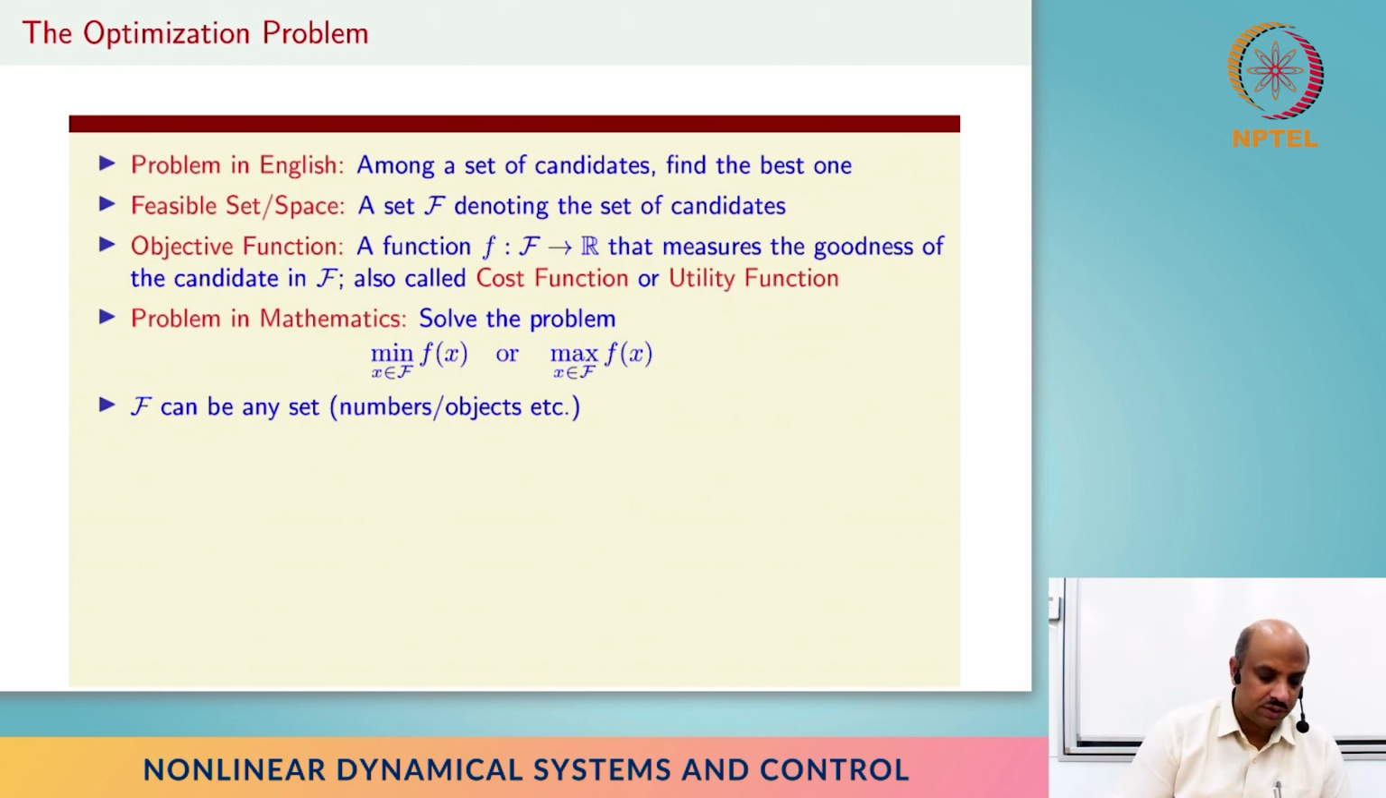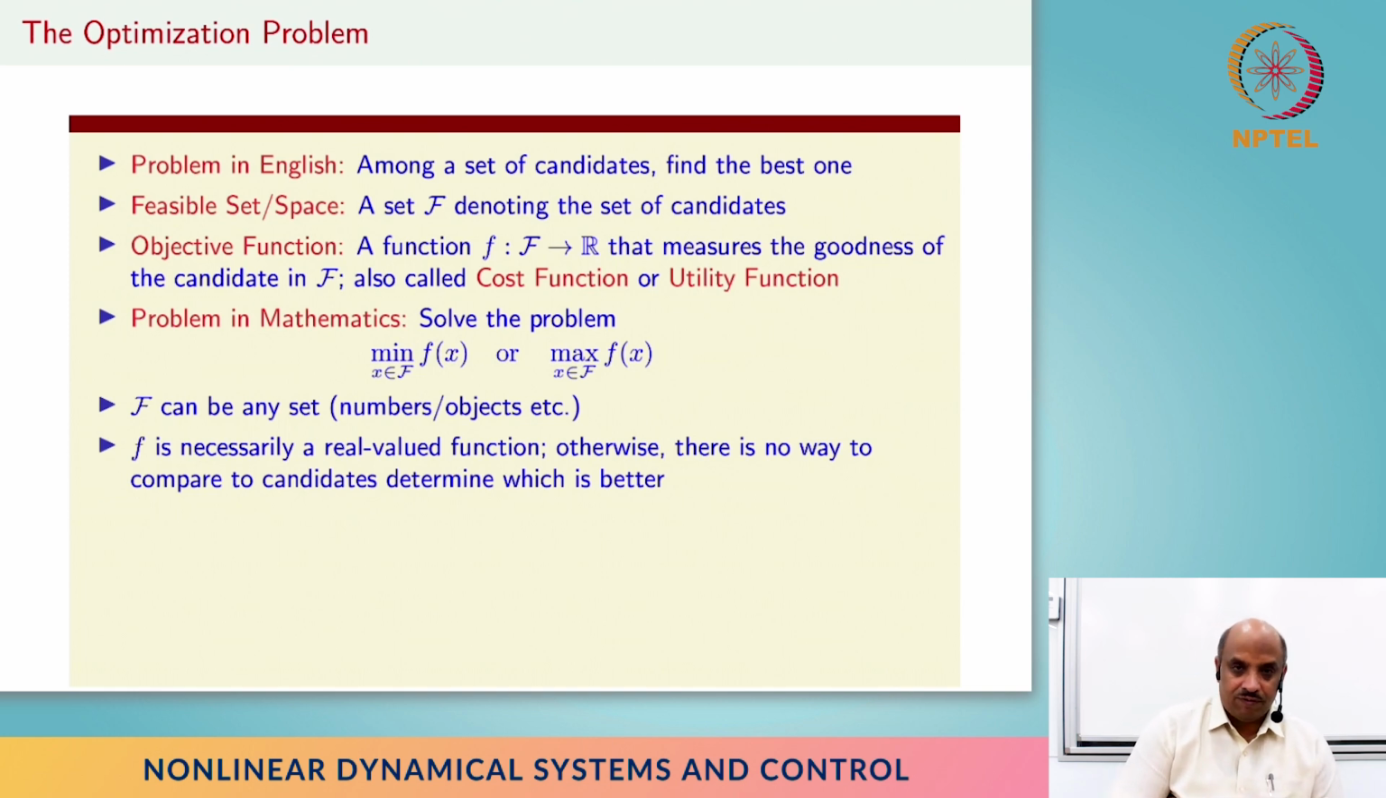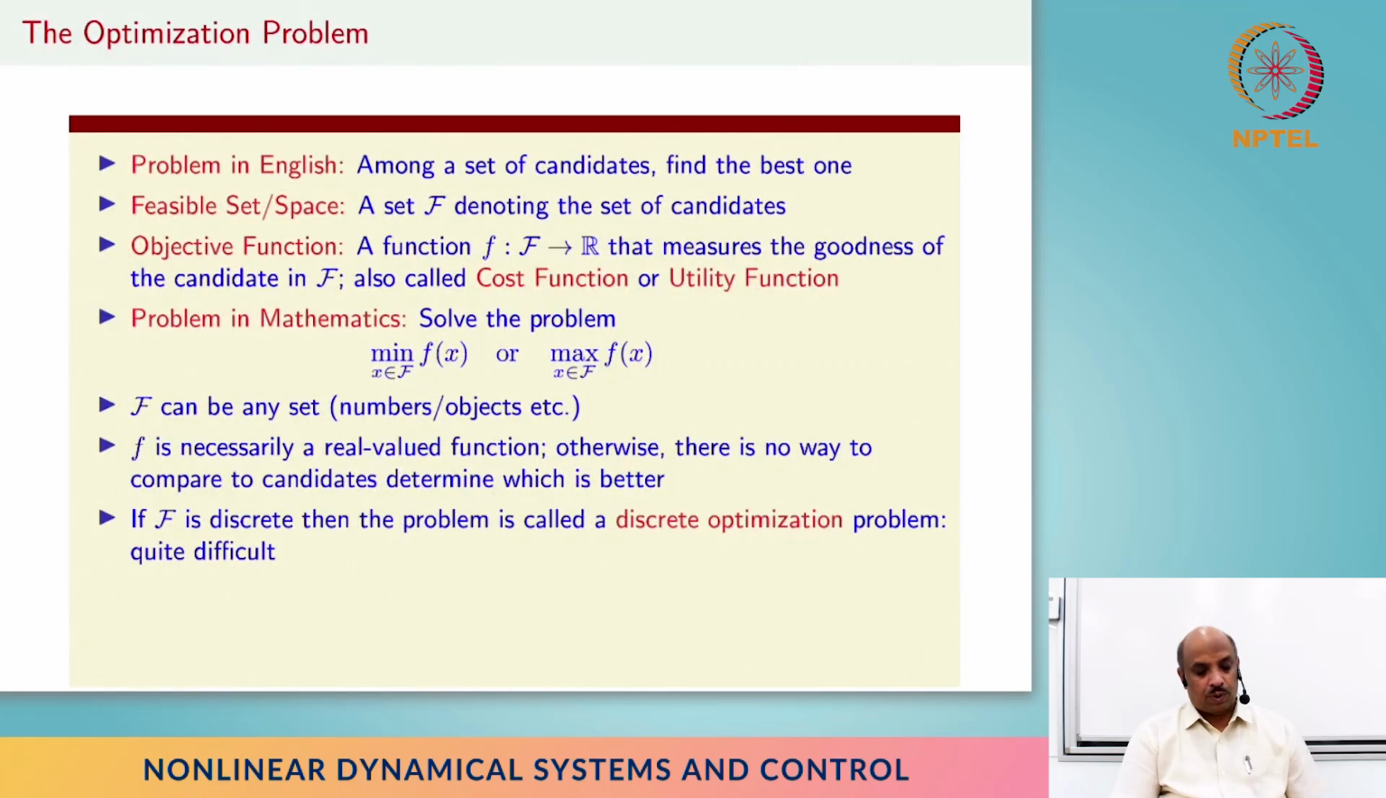There's nothing sacred about the structure for this set F. But F, like the small f, the function, is necessarily a real valued function. Otherwise, there's no way of comparing, as I already indicated. So if F is discrete, then it's called a discrete optimization problem.